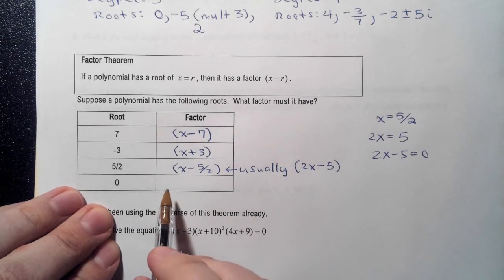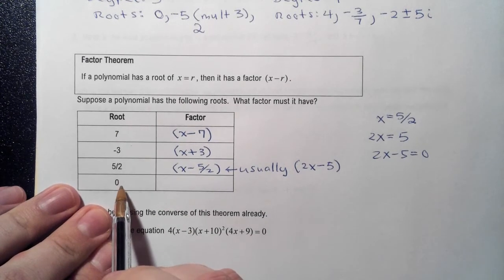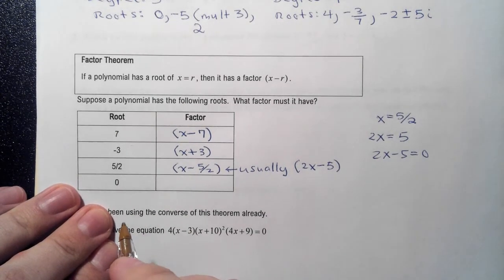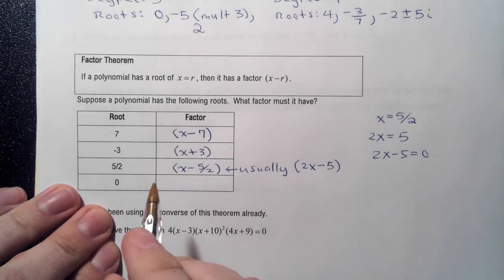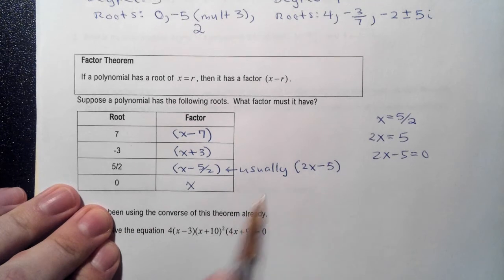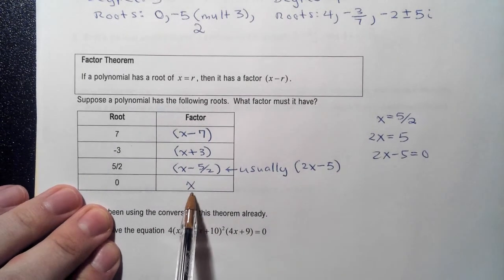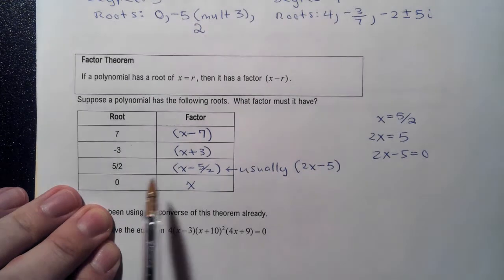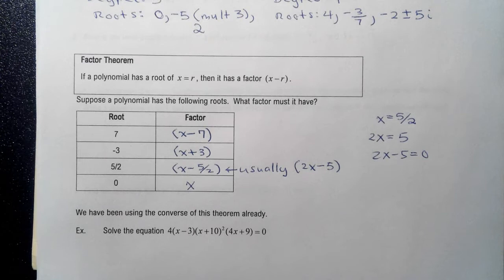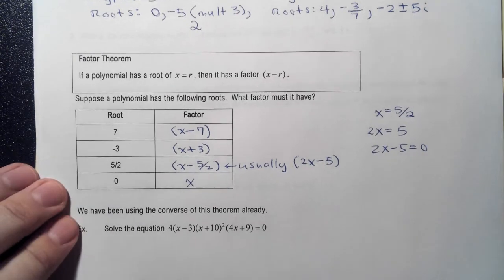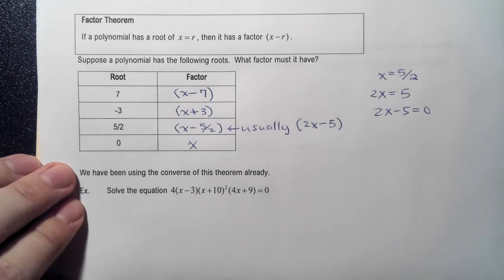Lastly, rather simply, but also very importantly, if I have a root of 0, then what factor must I have? Well, if I think of it up here, x minus 0 is simply x. Whenever I have a factor of x, I will have a root of 0, and conversely, if I have a root of 0, then I have a factor of x. We have been using the converse of this theorem going back to when we learned about solving by factoring.